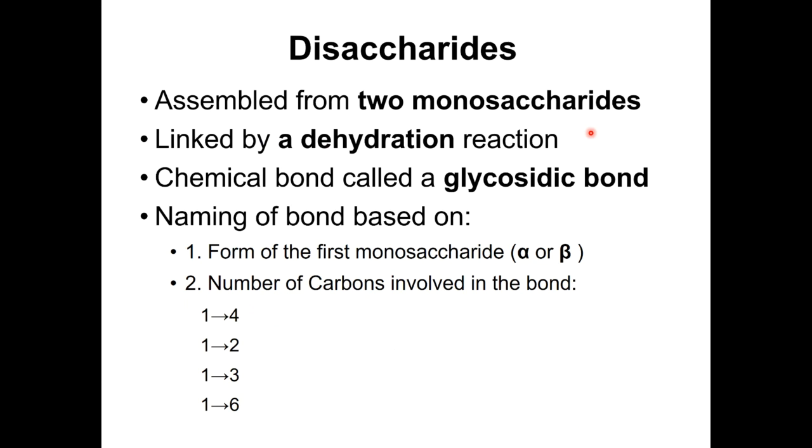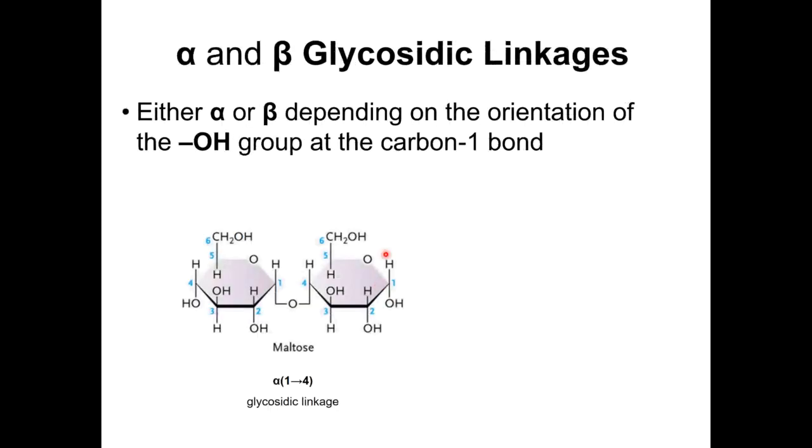The glycosidic bond is actually specified using 2 important pieces of information. The first thing is telling what type of form you had in the first monosaccharide. Is it in alpha or in beta? And the second piece of information you specify in the bond is the number of carbons that are involved in the formation of the bond. Let's go through some examples here.